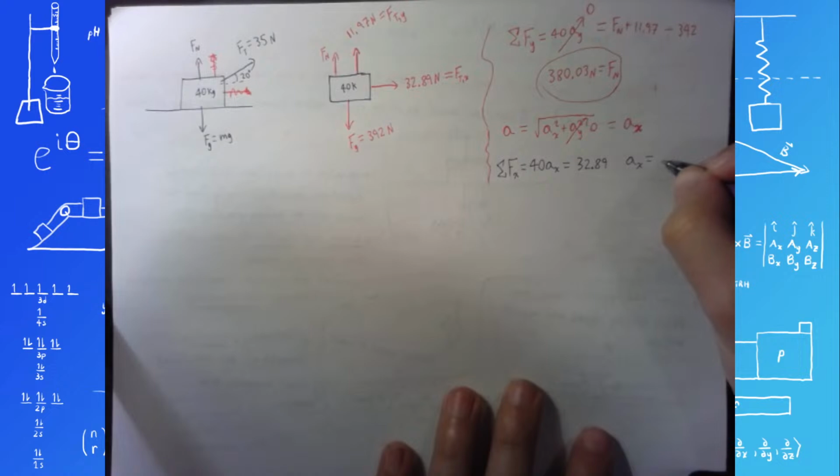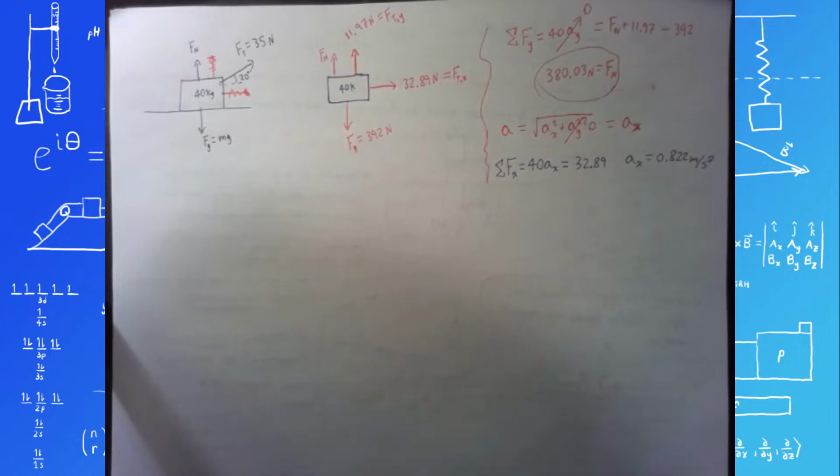Acceleration in the x direction is 0.822 meters per second squared. And I guess we can now ask a follow-up question. Actually, I should have brought this up last week. I don't know what I was thinking.